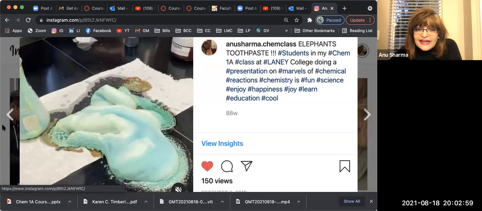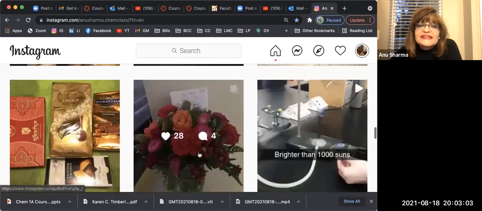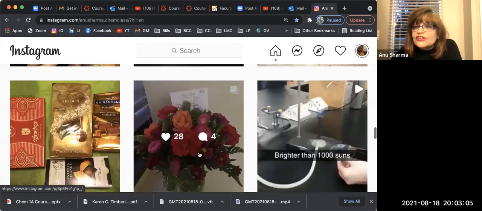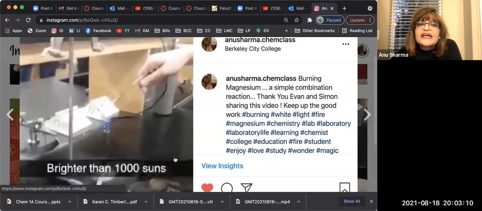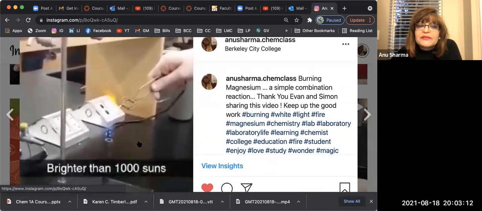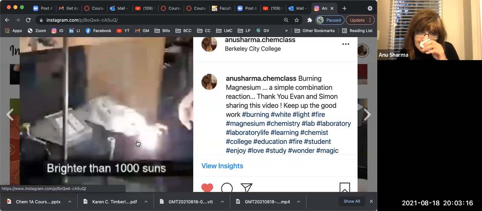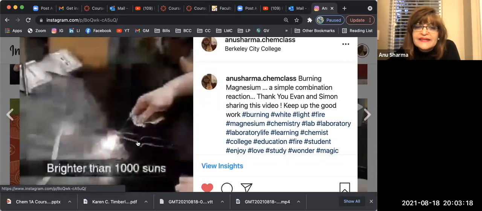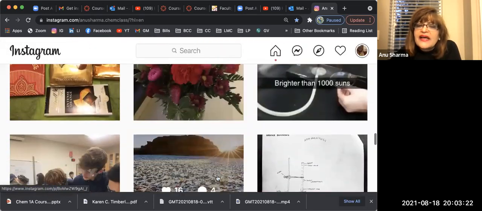So students think that okay, this is all chemistry. No, but chemistry is everywhere. Now students think that this might be chemistry. Here is another thing, burning things, like this is magnesium, giving all this fire and light. That's what students think. But you have chemistry everywhere.